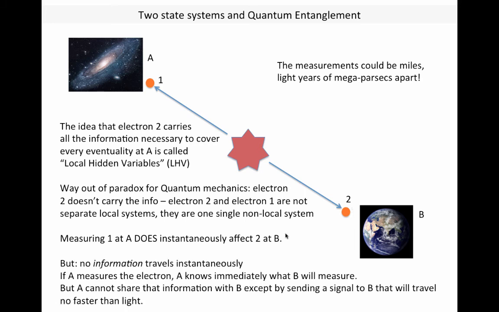But, and this is crucial, no information actually travels instantaneously. Okay, this instantaneous influence does not violate the principle of relativity, which says that nothing can travel faster than the speed of light, that no information can travel faster than the speed of light. The way to think of it is this. If A makes that measurement of electron 1, then the observer at A knows immediately what the observer at B will measure ahead of time. But the observer at A cannot communicate that information to observer B faster than the speed of light.